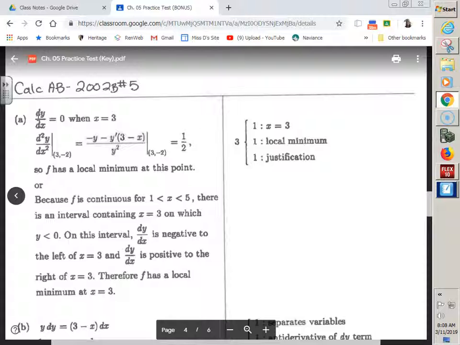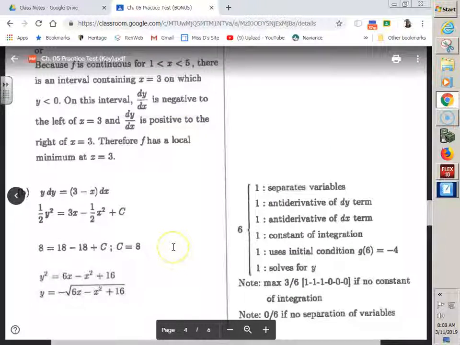There's an or. You did not have to write all of this. This was another way of proving it. A little bit and use the test. The test was by far the preferred way.